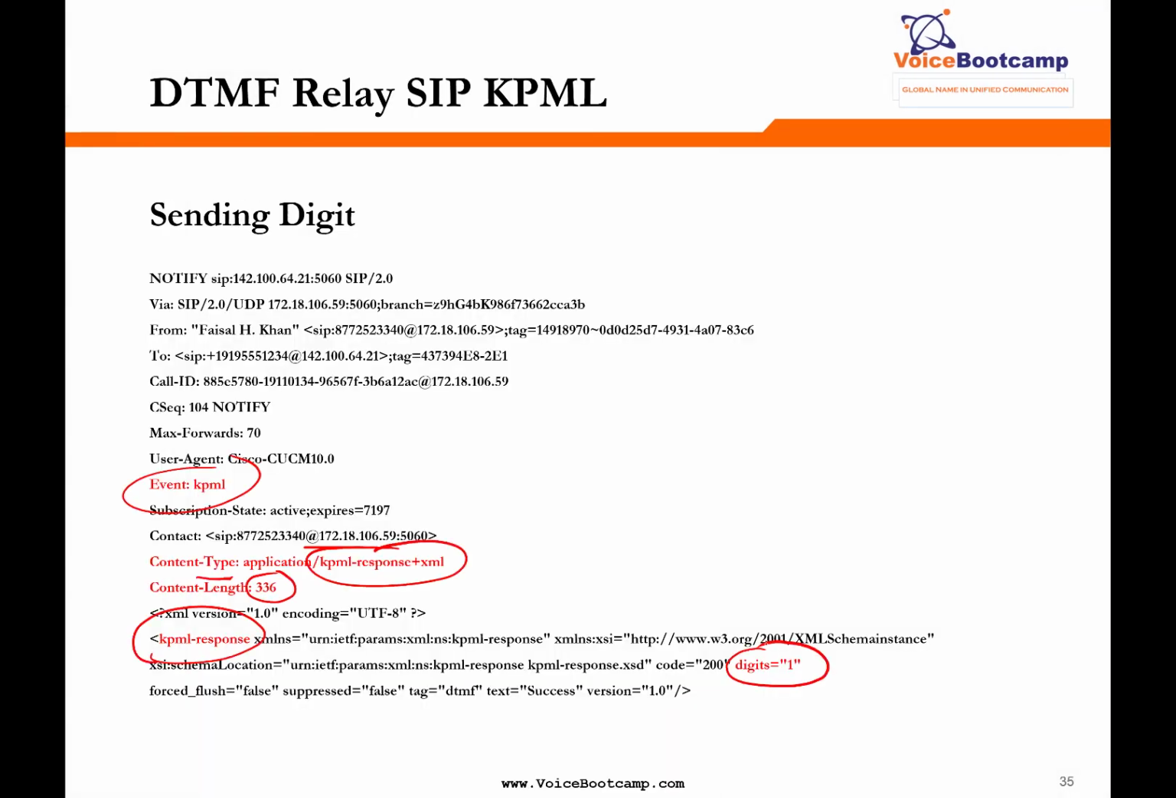Now, this is basically your DTMF. So you've got RFC 2833 DTMF, which is in-band. You've got the SIP notify, and then you have the DTMF relay called SIP KPML.